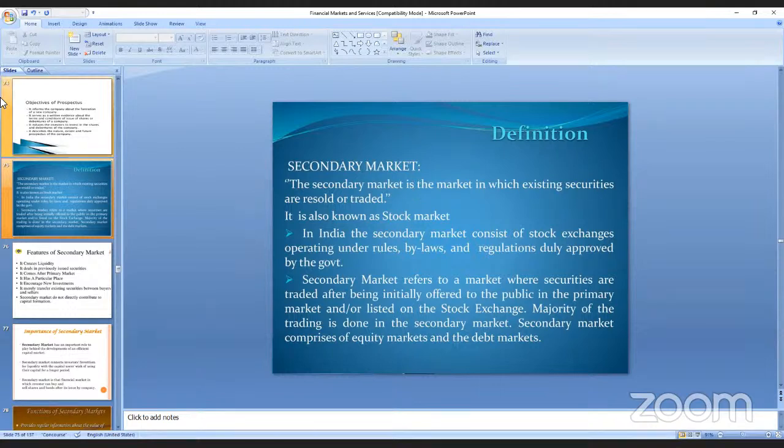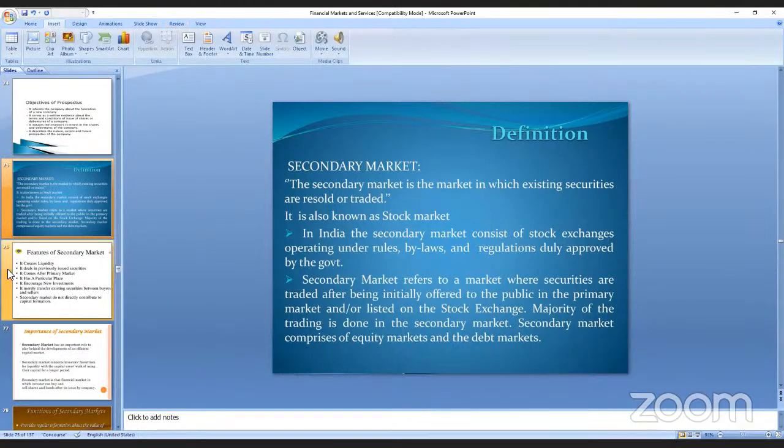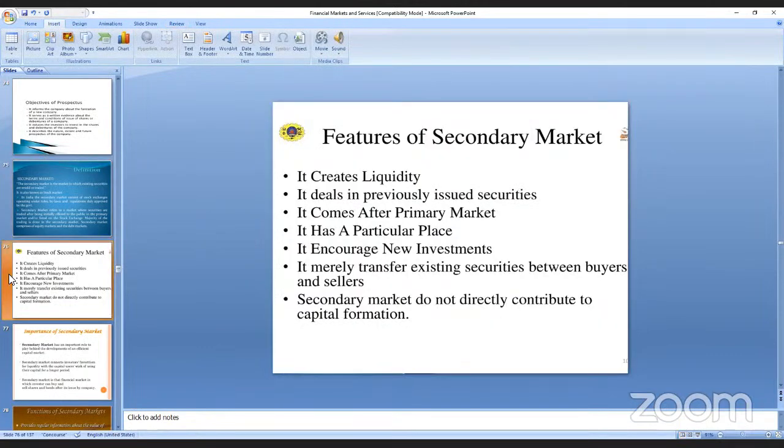So next is the features. What would be the features of the secondary market? Everyone will have some of the features. So these are the features.